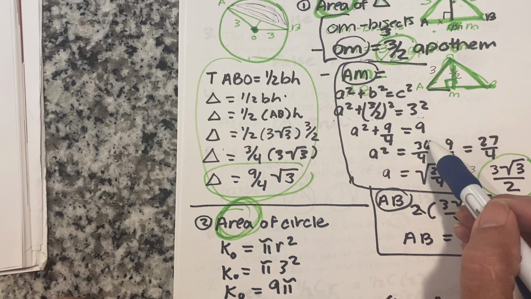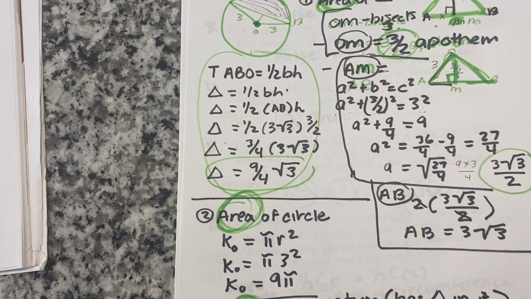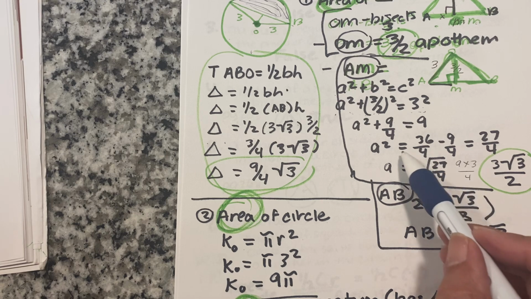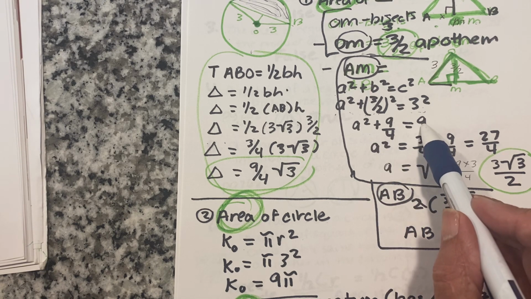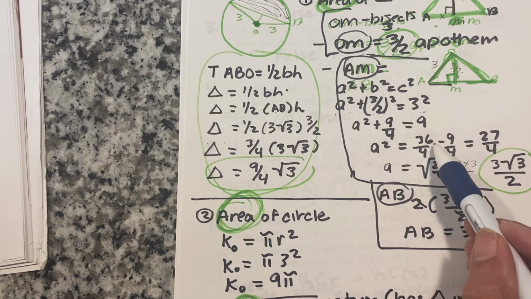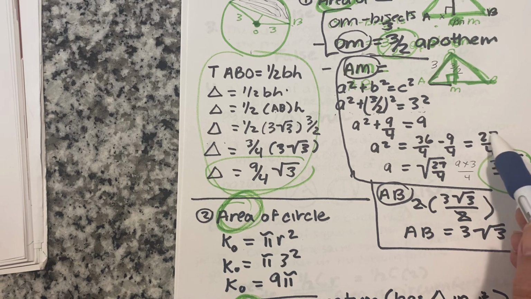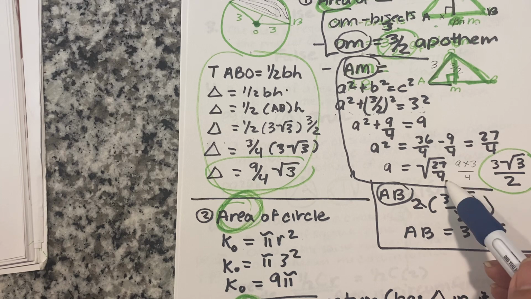But we want to put it in fourths because we can't use a combination, we have to use a total fraction so that we can subtract. So we end up with a square equals, and I changed this to 36 fourths because that would be 9. 36 fourths minus 9 fourths equals 27 fourths. So now for a square, we're going to have to do the square root of 27 fourths.